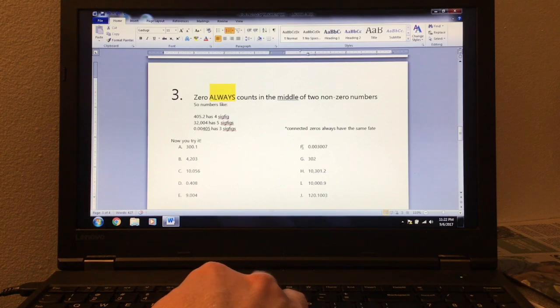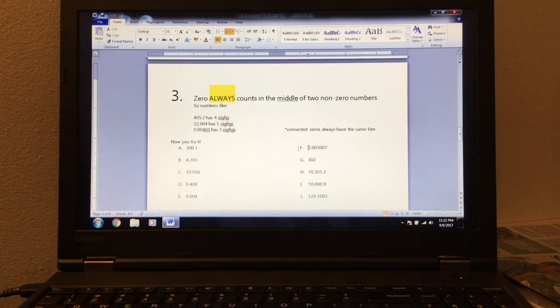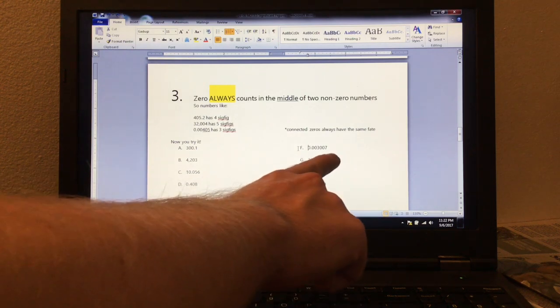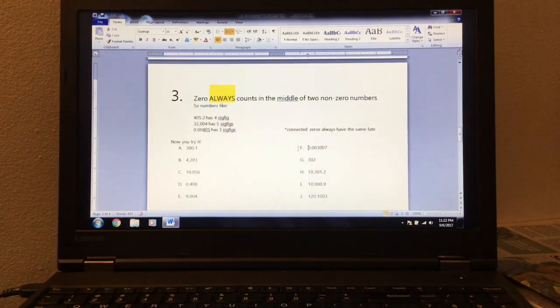This one's fun. You have 3 zeros all in the front, right next to that blinking cursor. Those do not count because they all have the same fate. However, the next 2 zeros are in between the 3 and the 7. Those both count for a total of 4 significant figures.